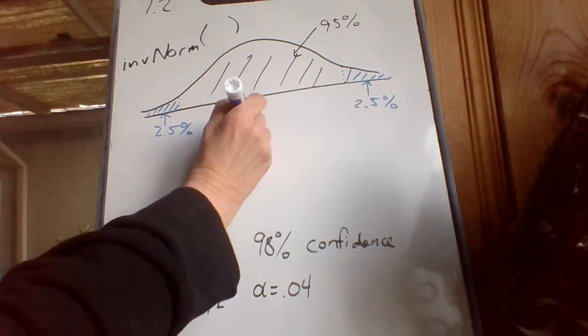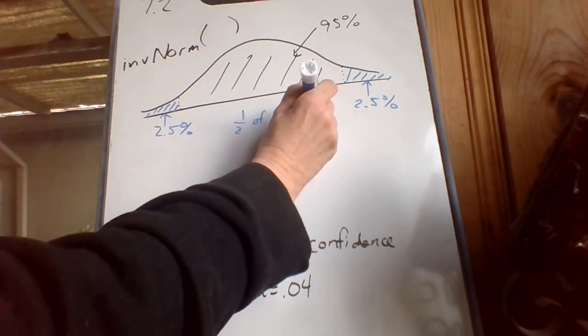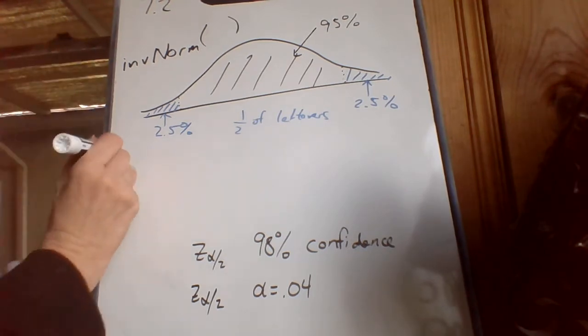And there's a bunch of times where I'm going to say that this is a half the leftovers situation, because it's shorthand for all this we've just been through. If 95% is the problem, the leftovers is 5% because altogether it's got to be 100%. And half of the leftovers is 2.5%. So whenever you hear me say it's a half the leftovers situation, that's what I'm talking about. Okay, and so this problem is an invNorm half the leftovers.